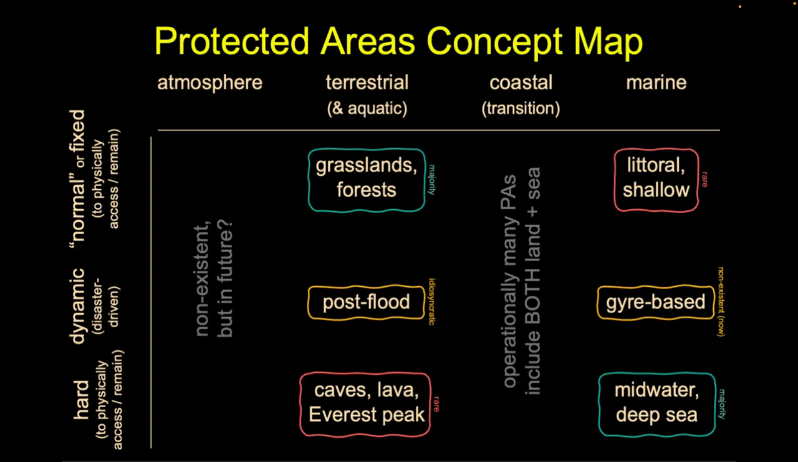Another one that I want to mention: most of the area we're talking about in terms of protected areas in the open ocean is in or associated with the water column. So we have the possibility of having not just normal areas and hard to get to areas, but this dynamic area also. Mostly in the terrestrial realm and the coastal realm, we're talking about disasters as what triggers our thinking about dynamic stuff.